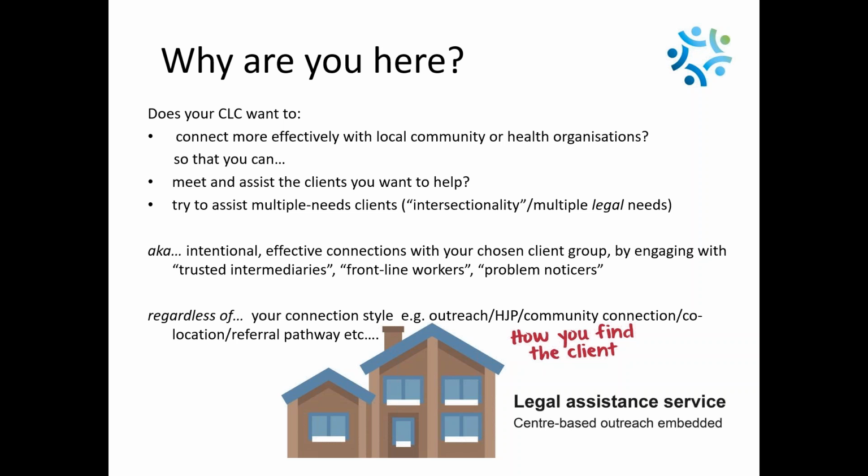These are the people who are, I think, 9% of the population who use 65% of the resources, or New Zealand has gone to the 80-20 rule. It's the 20% of clients that cost the government 80% of the money. And some of these resources are very suitable for that kind of client group. Another way to think about it is you're making really intentional, effective connections with your chosen client group, and you're doing it through, again, they have different names, trusted intermediaries, frontline workers, problem noticers, these community staff that see the client first and are dealing with other issues in their lives.